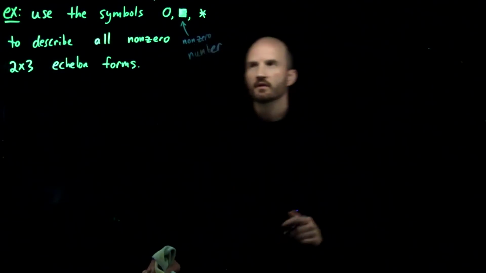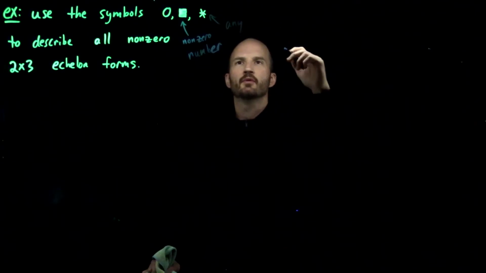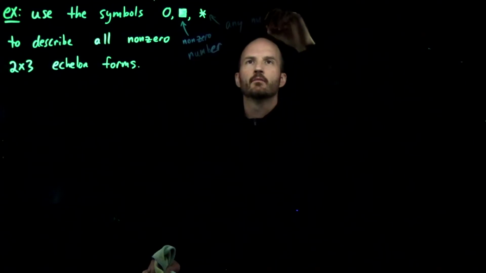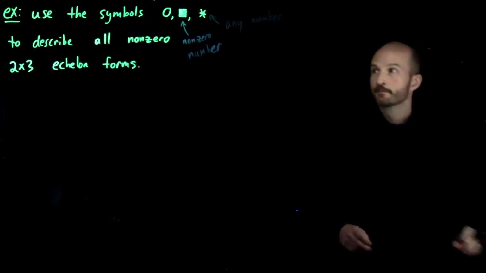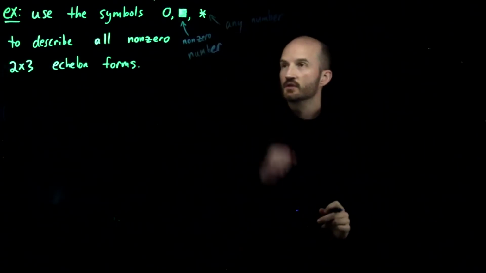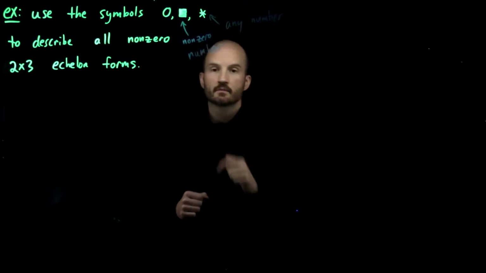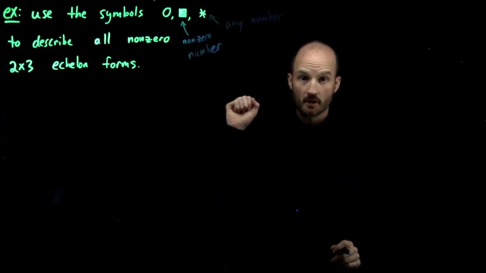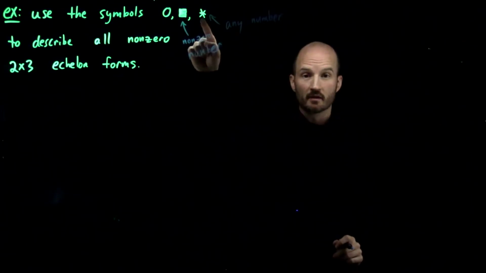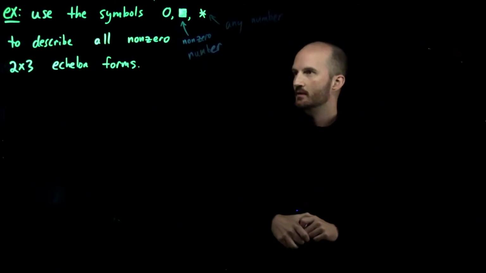And the star is meant to represent any number. Okay, so 0, square, star, these are numbers. 0 is 0. This is not specified, but it's a non-zero number. And this is just, could be anything. Could be 0, could be non-zero. Okay, I'm going to use these symbols to attack this question.